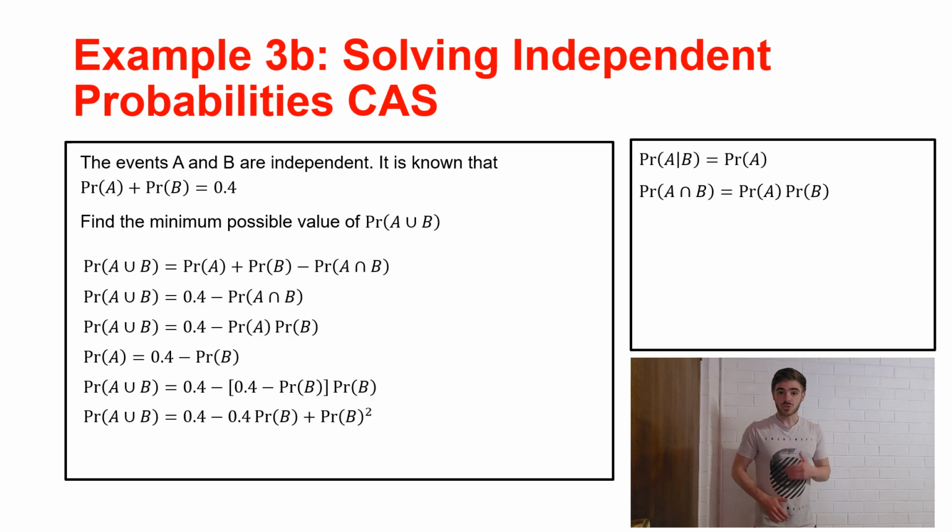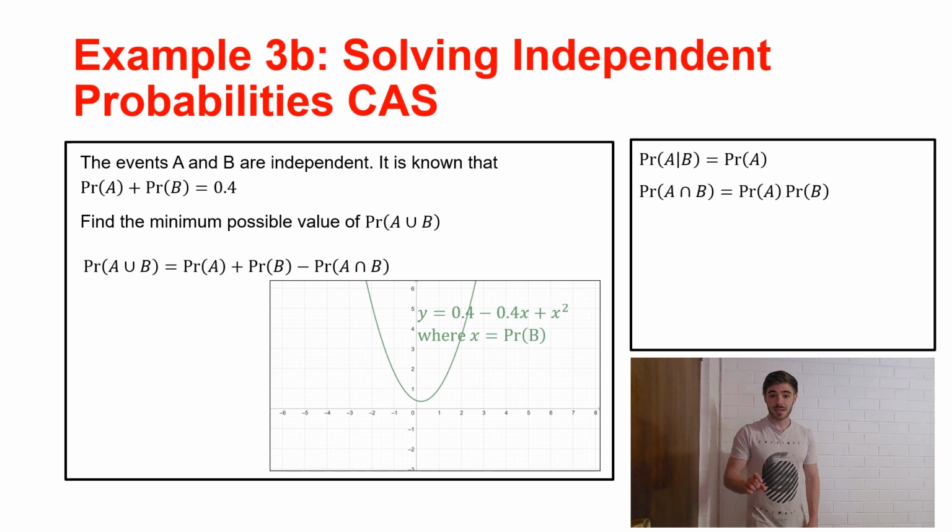Technically speaking, you should also limit your domain of the probability of B, so you don't get nonsense stuff like probabilities that are greater than 1. The good news is this won't actually end up mattering for this kind of question, so I'll just address it at the end. Anyway, if we pay attention to the equation that we have, we'll notice that it's a quadratic. In fact, it's a positive quadratic, since the squared term is positive.